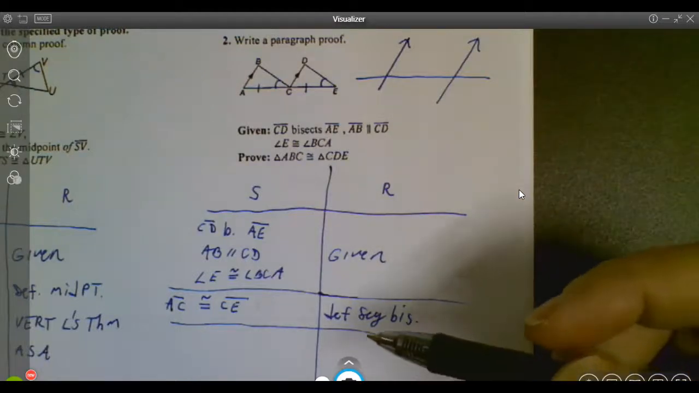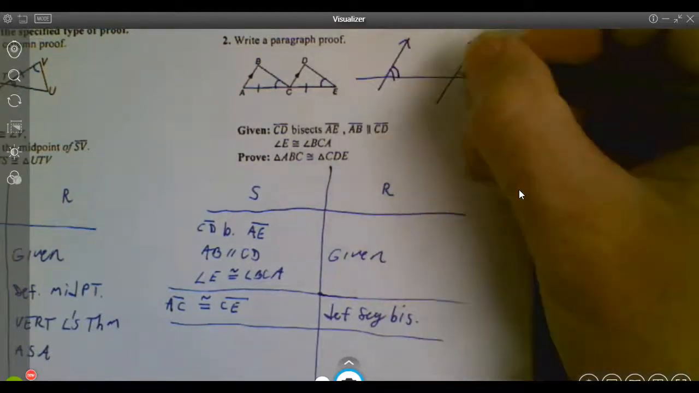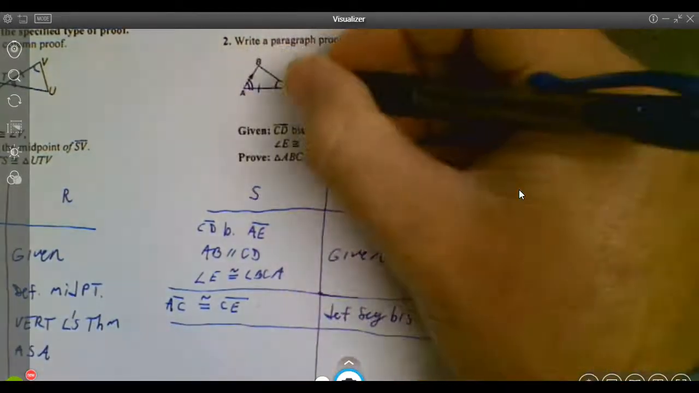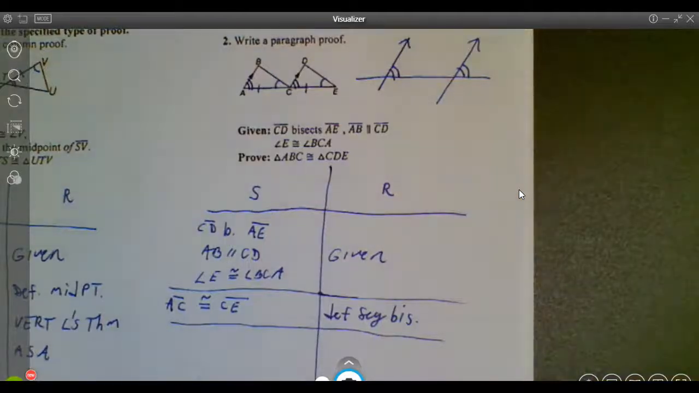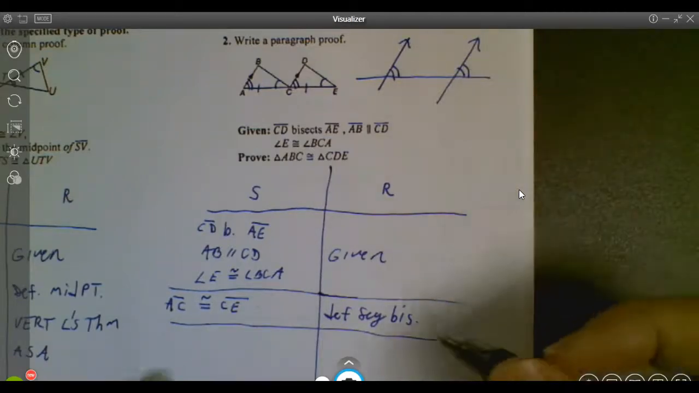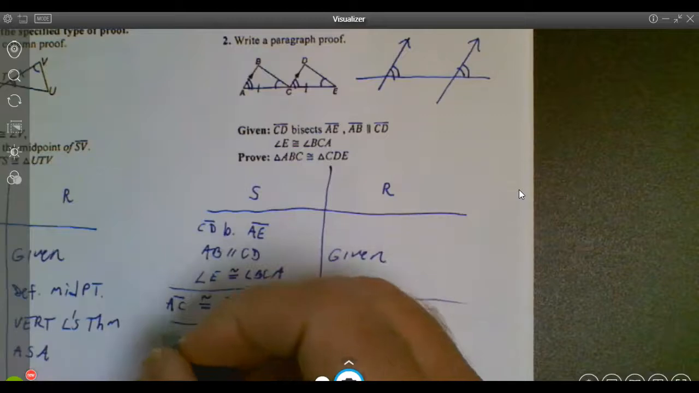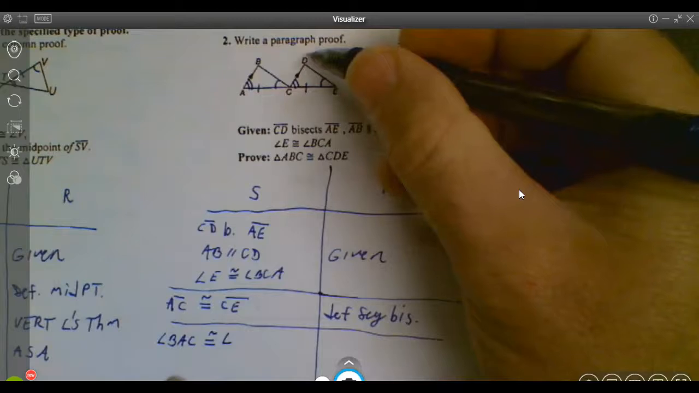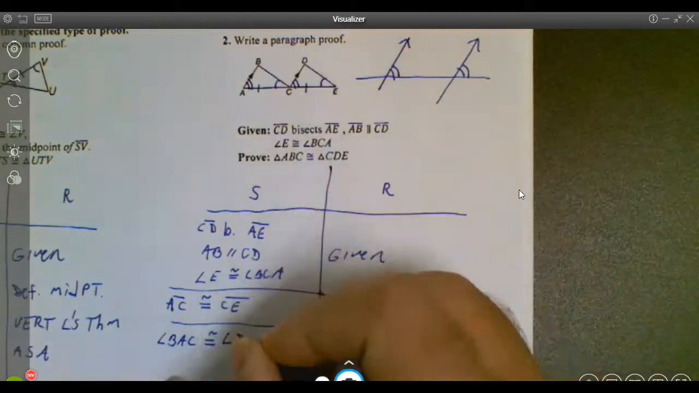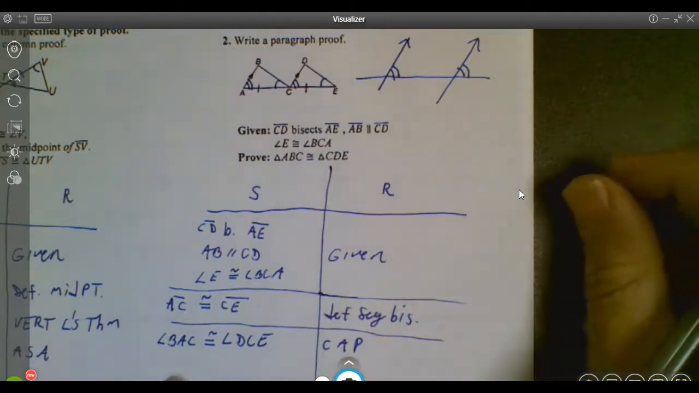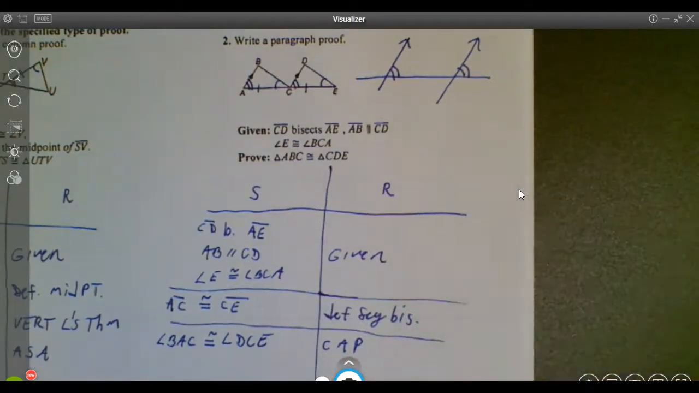So what do we see within these triangles? If I look at this angle right here and this one right here, that would be this one and this one, right? Well, in chapter 3 we learned that those are called corresponding angles. And when these lines are parallel, we know that corresponding angles are congruent. So we're going to say angle BAC is congruent to angle DCE by corresponding angles postulate.